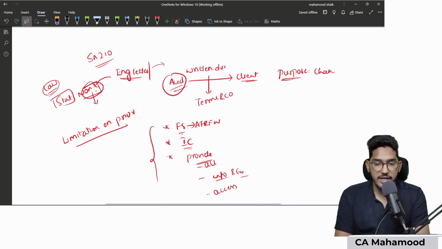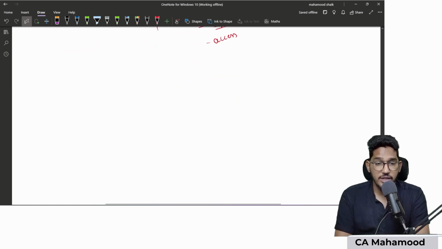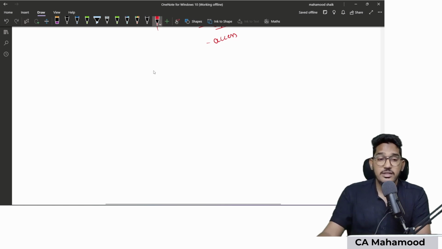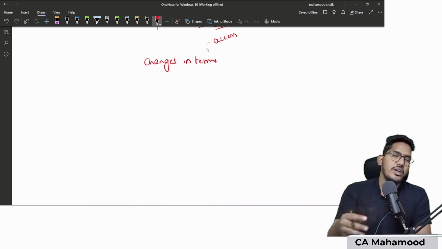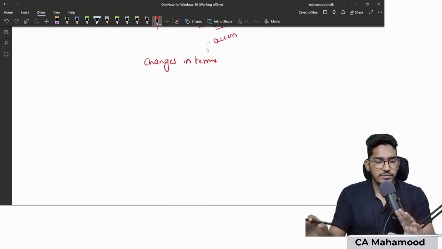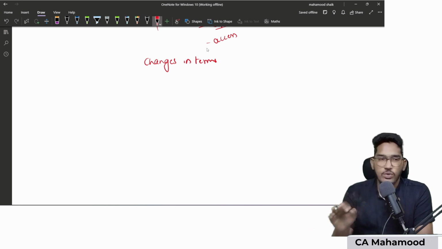One more last concept is there. With that, I will wind up my revision of nature, objective and scope of audit, which is changes in the terms of engagement after accepting the audit. That means a client approached you asking you to do the audit. He did not put any restriction. All the terms and conditions were written on a piece of paper. We drafted the engagement letter. The auditor signed it, the client signed it, everything was fine. At the time of accepting the audit, no restriction.